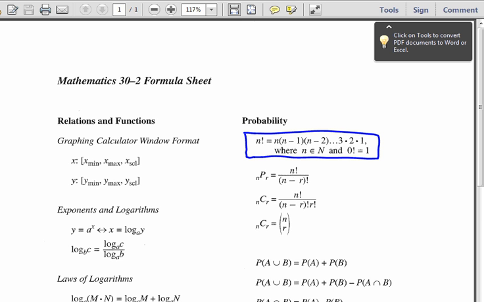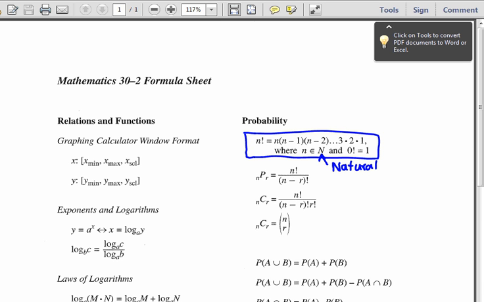N is an element. What does that n right there mean? N is an element of the natural numbers. And what are natural numbers? Counting numbers. Yeah, 1, 2, 3, 4, 5, 6.